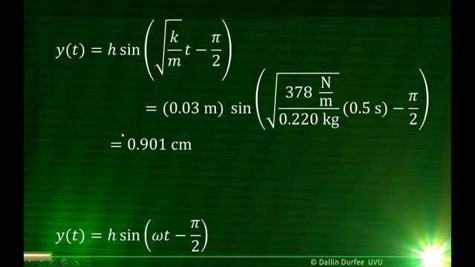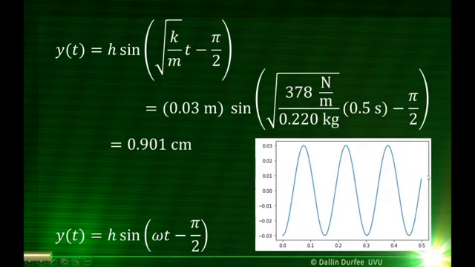If I actually plot this solution as a function of time out at 0.5 seconds, there it is, about 0.9 centimeters. So it goes from negative 3 centimeters up to 3 centimeters and oscillates, and at time 0.5 seconds, it happens to be right there at 0.901 centimeters.